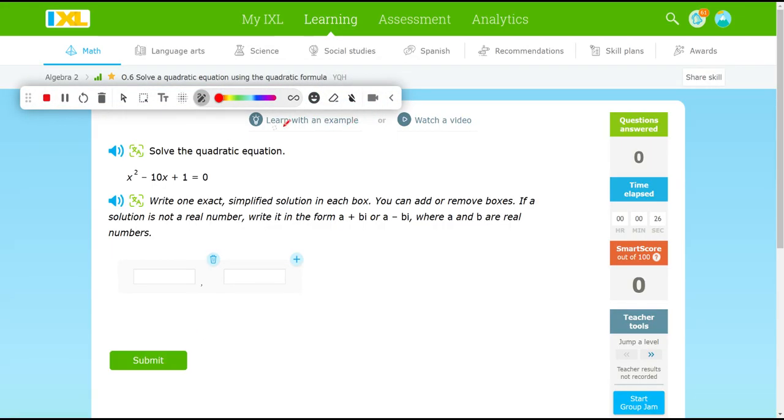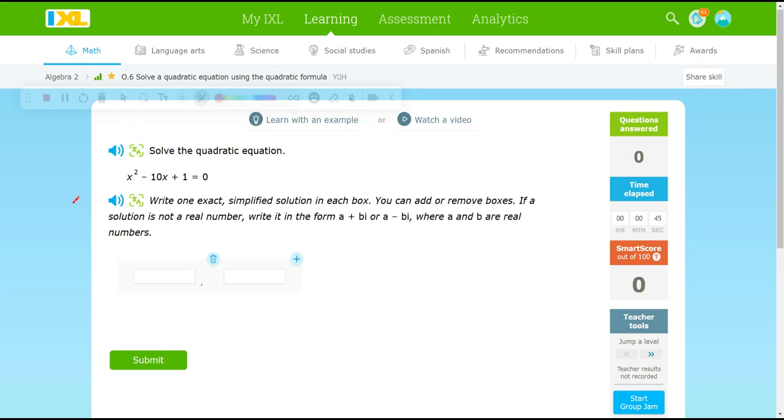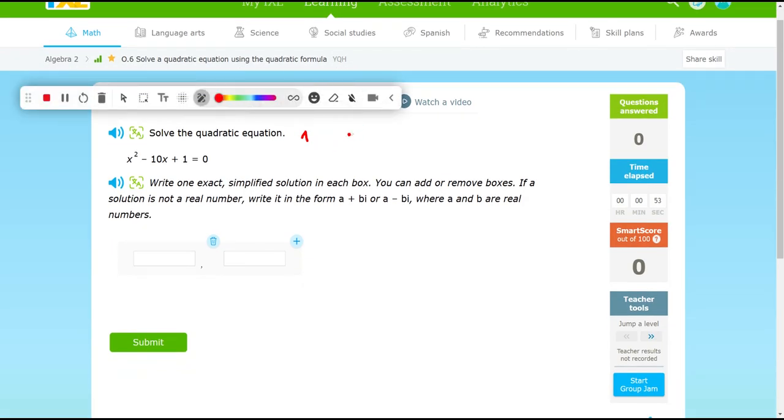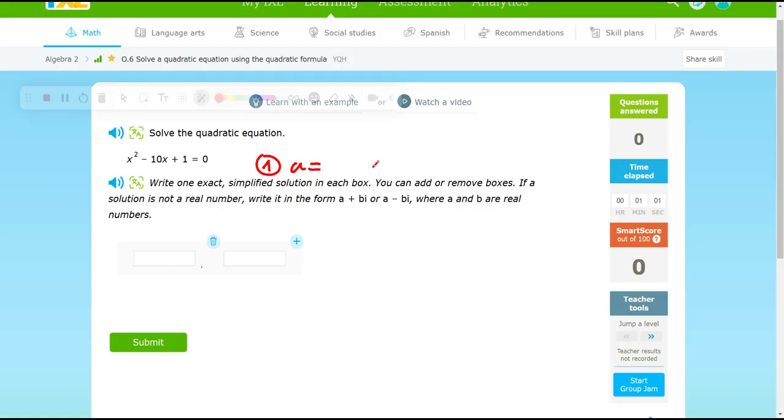So step number one is identify A, B, C. So I'm going to go and identify A, B, C. So that's step number one. Okay. Step number one, identify A, B, C. A equals, B equals, and then C equals.